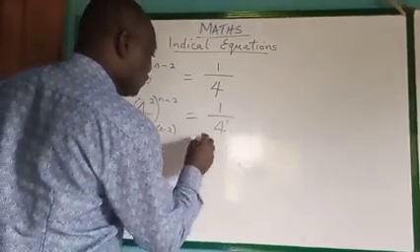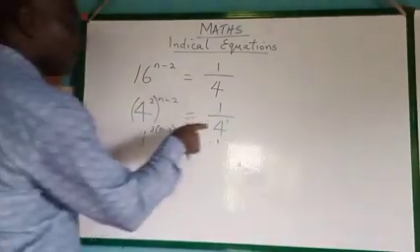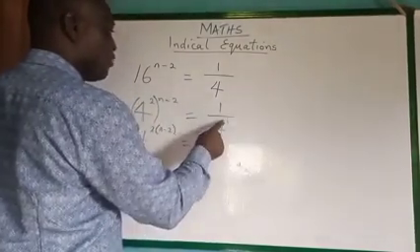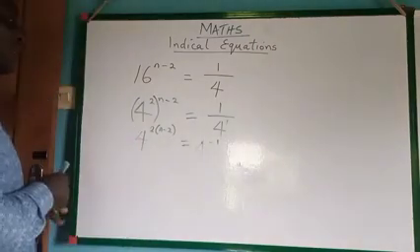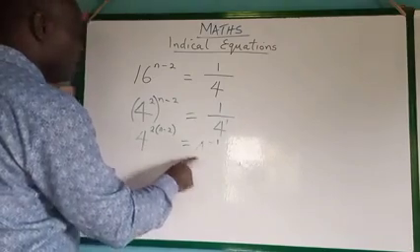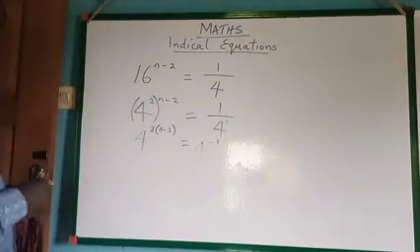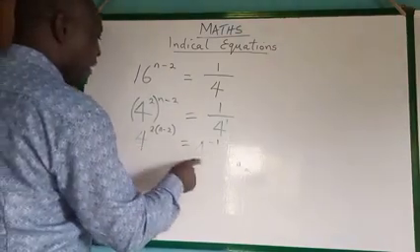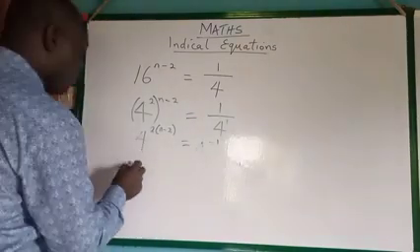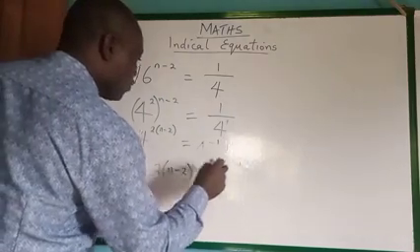Let me write this one well. 4 raised to the power minus 1. So 4 raised to the power plus 1, once it moves to become numerator, instead of plus 1, it becomes minus 1. So we can now see that the root numbers are 4, 4. If the root numbers are equal, it means that the indices are also equal. So we can say, therefore, 2 into n minus 2 is equal to minus 1.